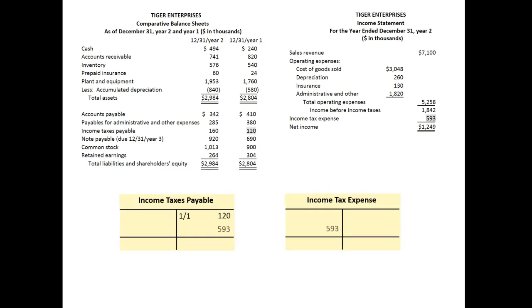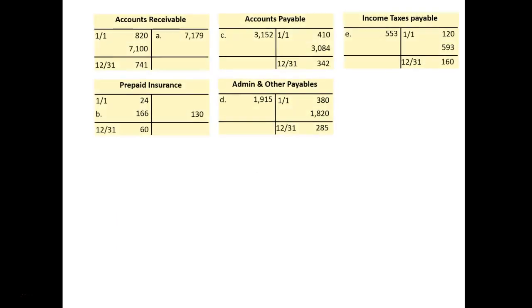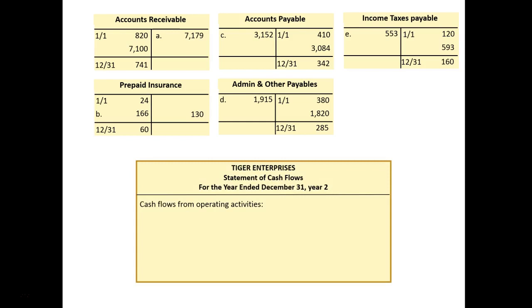Last, we show an income tax expense of $593,000 on the income statement. But our income taxes payable began with $120,000 and ended with 160. We know that income tax expense was accrued, so how much was paid in income taxes during the year that we paid out? Well, the 120 plus the 593 minus what would give us 160,000 in our income tax payable. That would be the 553,000.